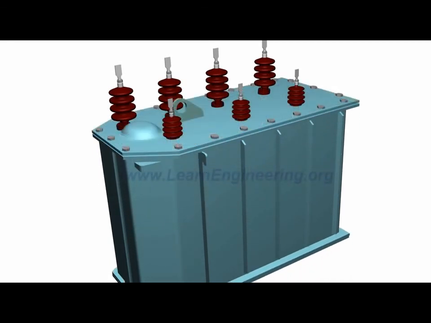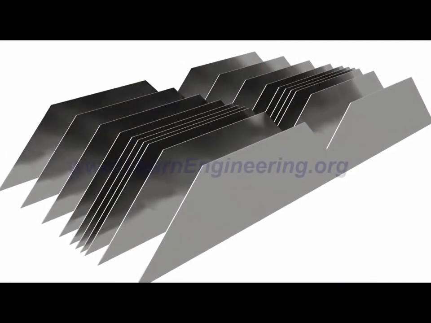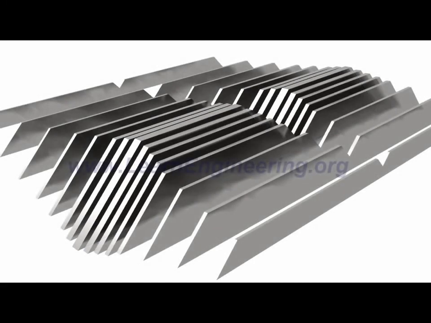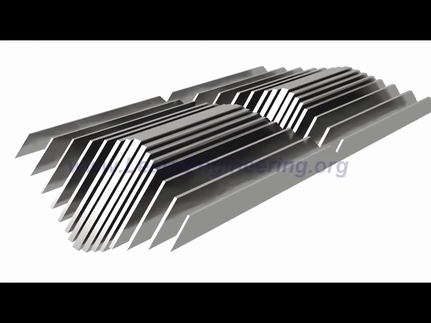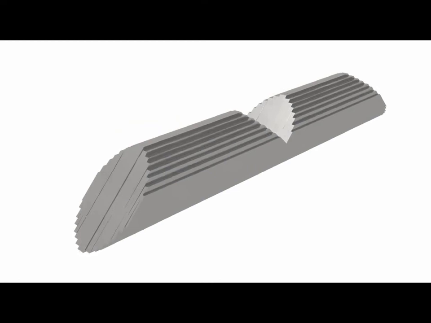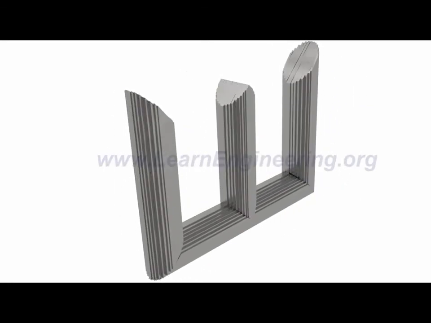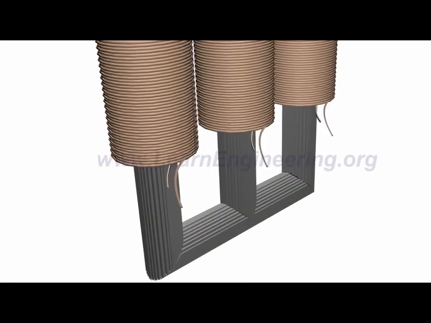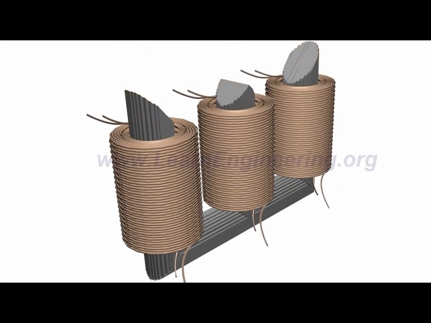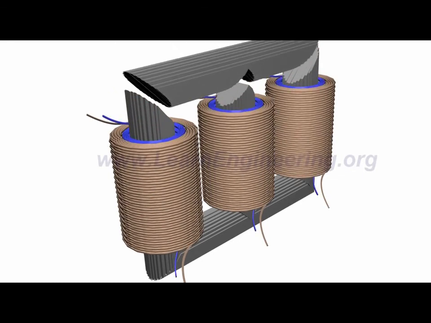The core of the transformer is made of thin insulated steel laminations. Such steel laminations are stacked together, as shown, to form three-phase limbs. The purpose of thin laminations is to reduce energy loss due to eddy current formation. The low voltage windings usually sit near the core.